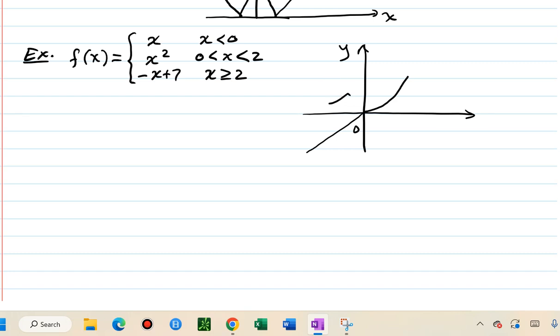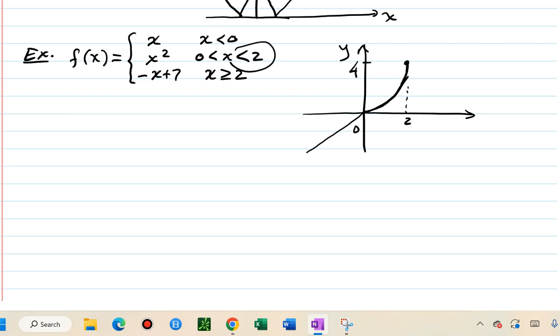So I'm going to erase this part of it. And between 0 and 2, let's make it like that. This is 2, and when x is 2, 2 squared is 4, right? Plug in 2 for x, you get 2 squared is 4. Therefore, the height at this point is going to be 4.